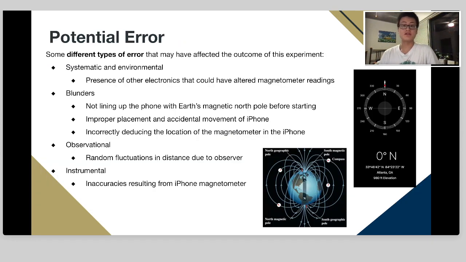As for the main sources of error in this experiment, they resulted from the initial steps primarily of calibration and numerous discrepancies in external influences, distance, and readings. These included the presence of other electronics that could have altered the magnetometer readings, not lining up the phone with the magnetic north before starting, improper placement and accidental movement of the phone, and incorrectly deducing where the location of the magnetometer would be in the iPhone 13. There were also random fluctuations in distance and potentially inaccuracies resulting from the phone magnetometer itself.